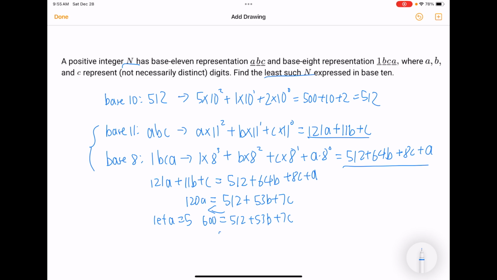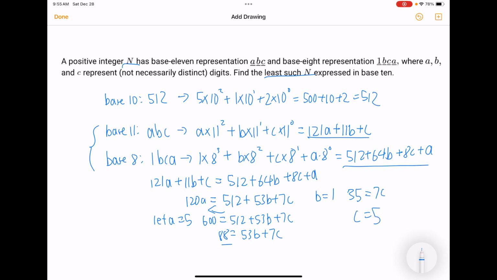Subtracting 512 over, we get 88 is equal to 53B plus 7C. And then, again, because we're trying to find the least such n, we can just let B be equal to 1. And also, if B is 2 or 3, then subtracting that over would give us a negative on this side. So once B is 1, we get 88 minus 53, which is 35. So 35 is equal to 7C. C would be 5.